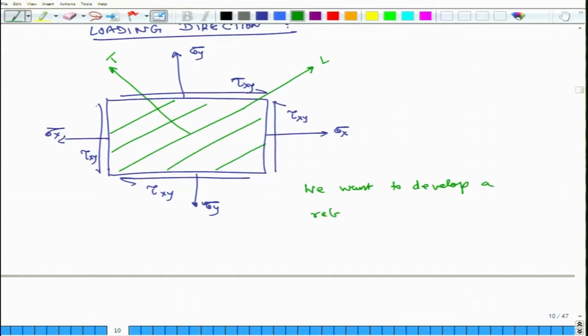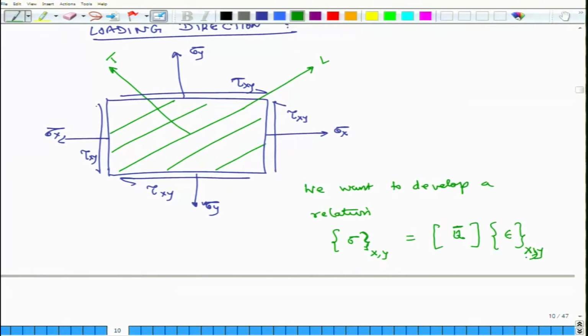We want to develop a relation. And what kind of relation is that? We want to develop a relation of this nature. Here sigma is not measured with respect to the LT axes, but with respect to the x and y axes, and that is equal to some other matrix, which we will not call Q but Q bar, which is different from Q. We do not know what its nature is.